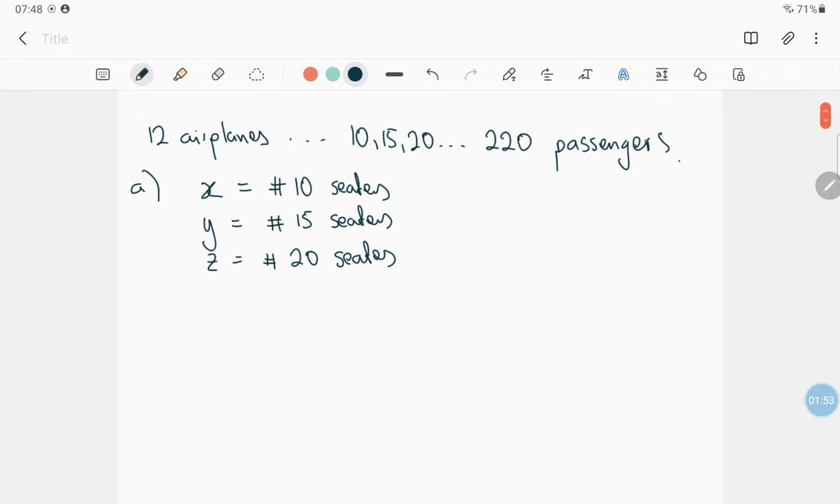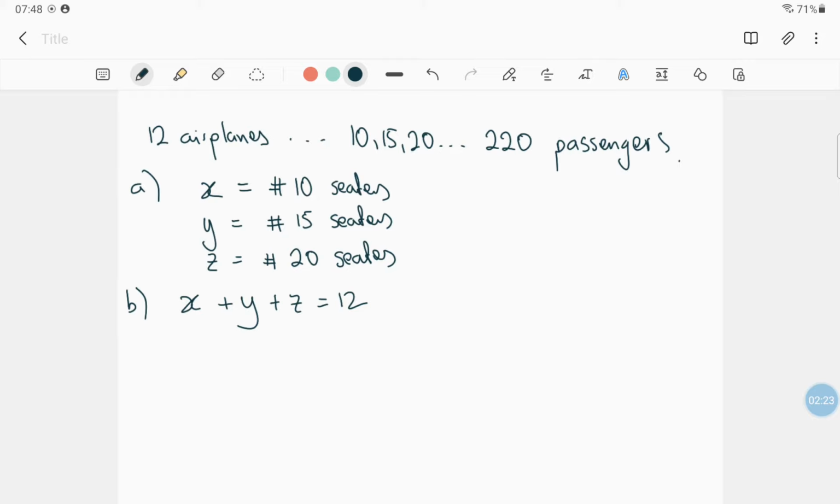So we're going to have two equations because there's two pieces of information. There's the information about the number of airplanes, which is 12. So the number of 10 seaters plus the number of 15 seaters plus the number of 20 seaters must equal 12. And then the capacities, which must have the capacity of 220.